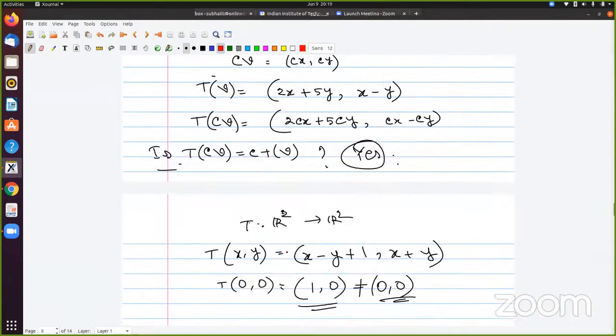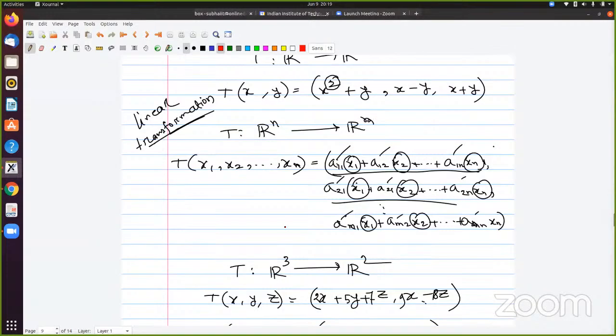Another thing you must remember: suppose I have any mapping from Rn to Rn, then a linear transformation means that on this side there must be a combination of all these xi's, and that combination has to be linear. There cannot be any power, so x square or x cube cannot appear. Any coordinate cannot take any power. So it must be a linear combination.